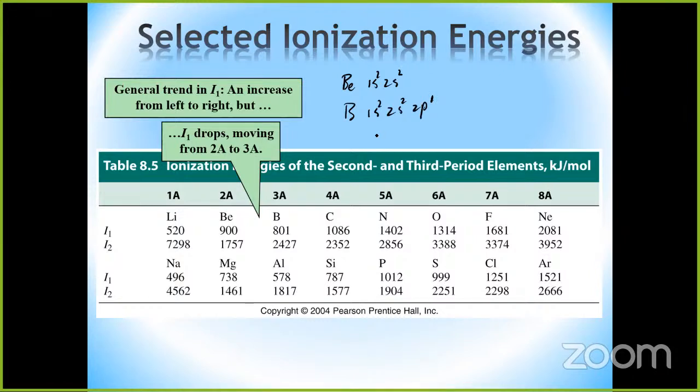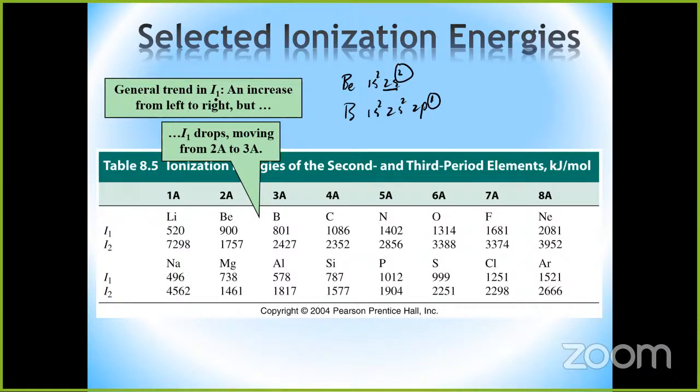So if you compare these two, what you'll see is that in the case of beryllium, the electron to be lost would be lost from here, which is in the 2s subshell. But the electron to be lost in the case of boron will be lost from a p subshell. The p subshell is slightly further out compared to the s subshell. So as a result, it is easier to remove a 2p electron in the case of boron compared to removing a 2s electron in the case of beryllium.